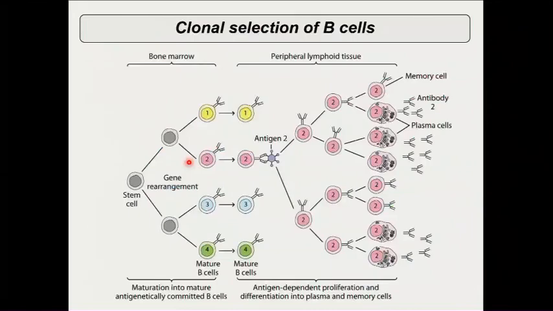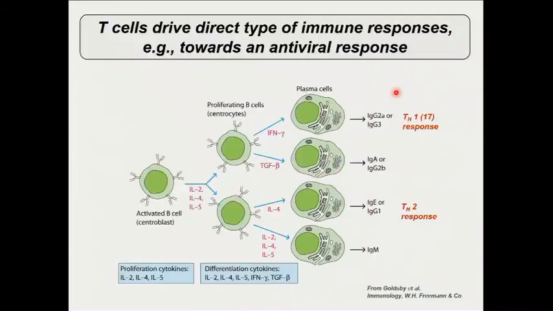Okay, clonal selection of B cells. So this all fits into this. The whole idea is to have so many checks and balances that this is happening only if there is indeed a foreign antigen that potentially is dangerous. And then T cells drive particular types of immune responses, for example, towards an antiviral response.